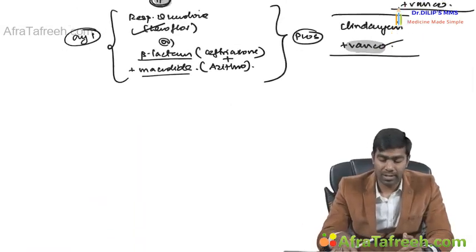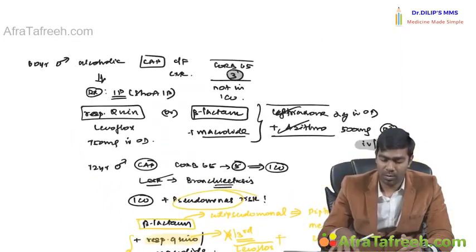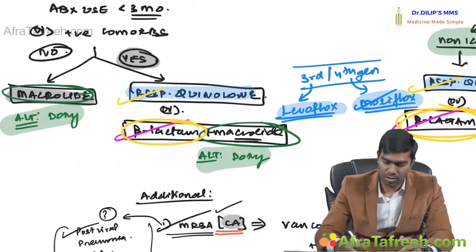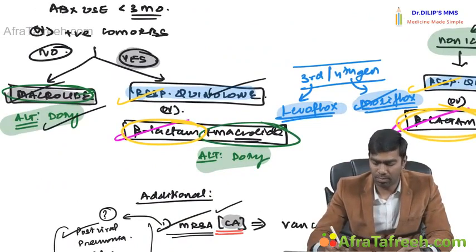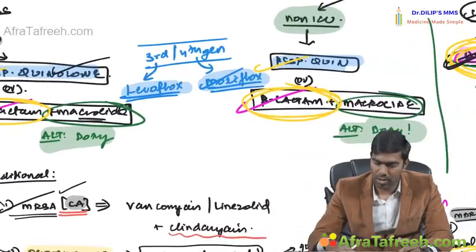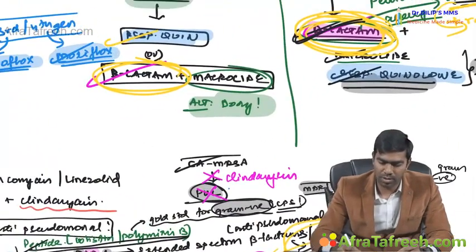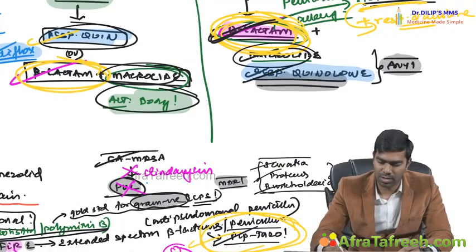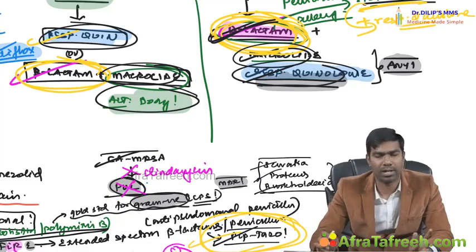But one fact I didn't tell you in community-acquired pneumonia is why did you use this macrolide, doxycycline, quinolone in almost all the regimens? In all the regimens, you are using either a quinolone or a macrolide or a doxy. This macrolide, quinolone or doxy comes, but in ICU doxy will not come.